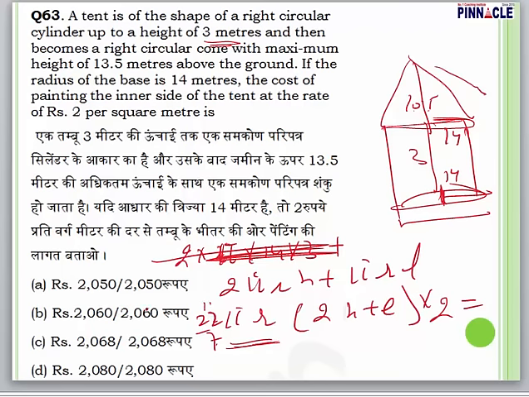Let's see which answer is divisible by 11. This is not divisible by 11. This is not divisible by 11. This is divisible by 11. Why? If we divide by 11, then it would be 188. It means this is the only option that is divisible, so there is no need to calculate this. You can directly answer.